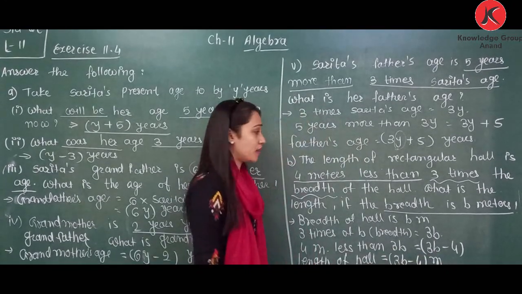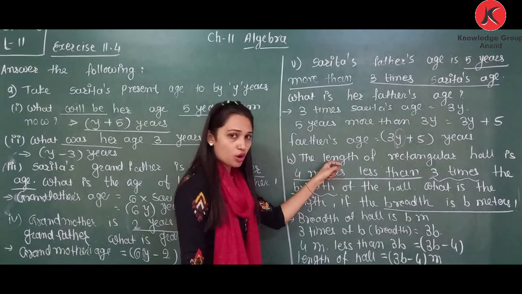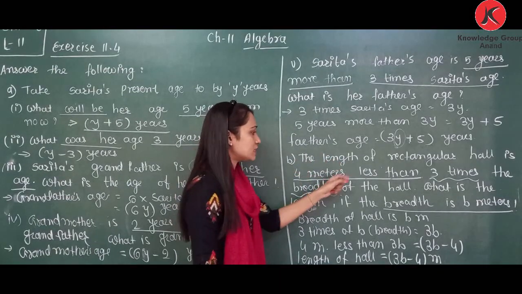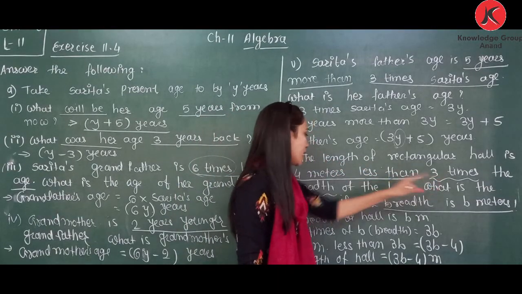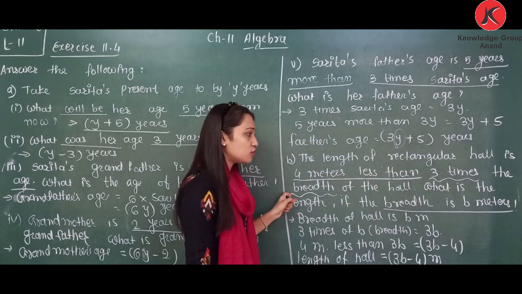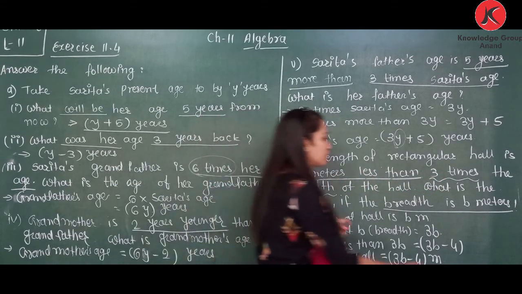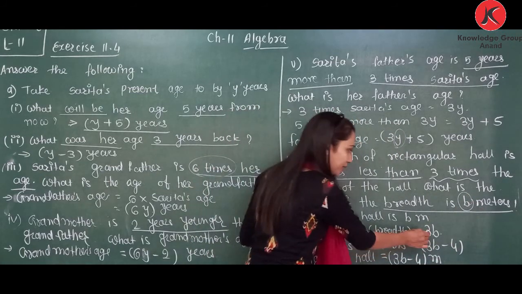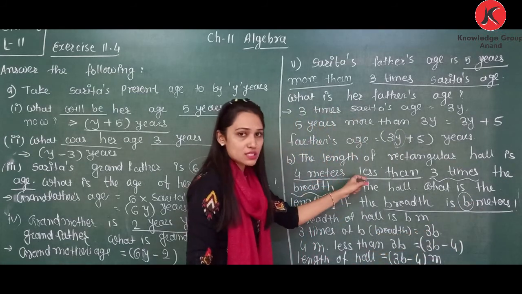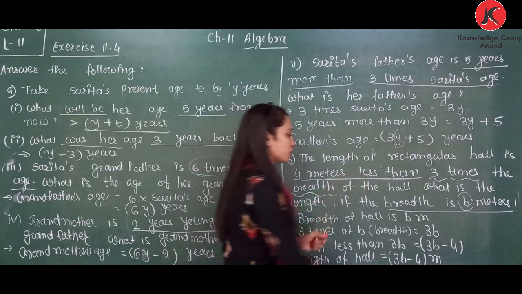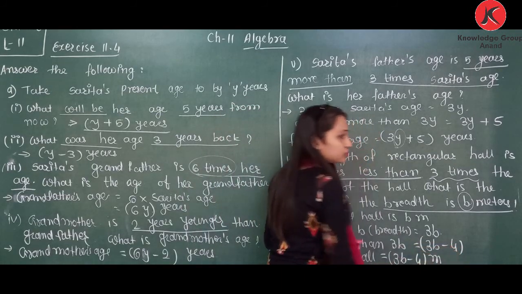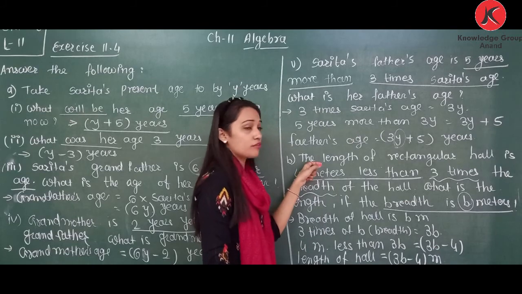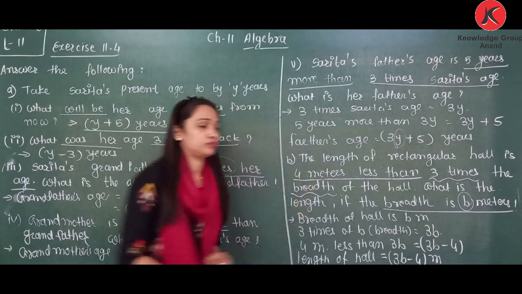Again, what is the statement? The length of a rectangular hall is 4 meters less than 3 times the breadth. But we don't know the breadth. Here the variable is given as b. So 3 times b, we get 3b. Now 4 meters less means subtraction of 4. So 3b minus 4, and that will give the length of the rectangular hall.